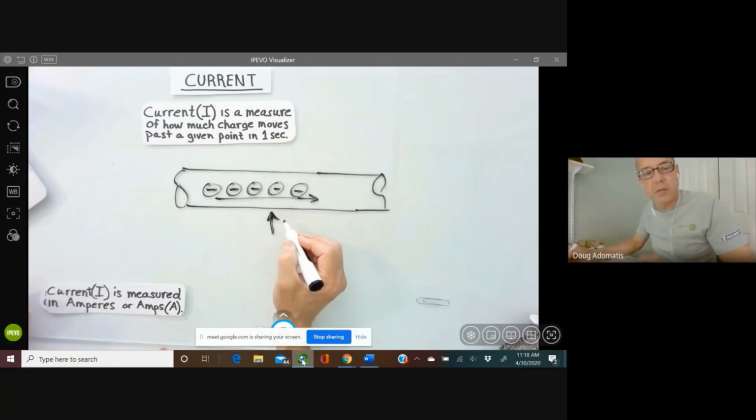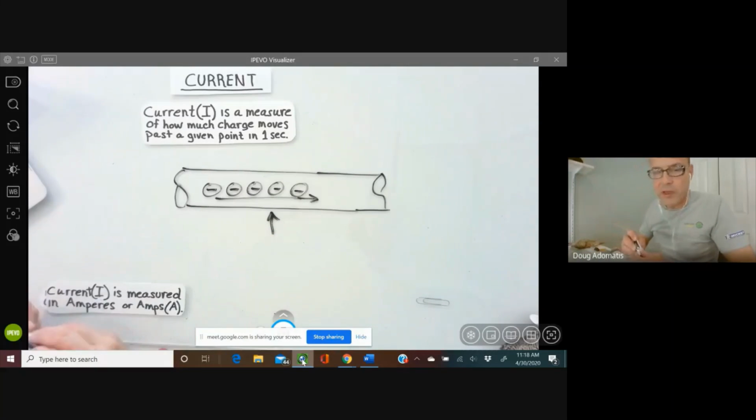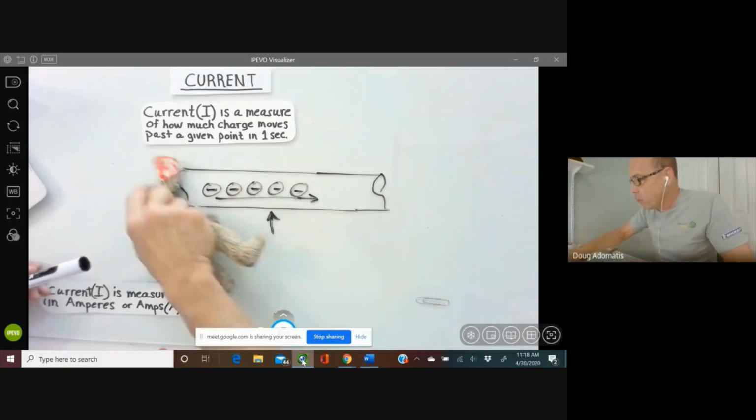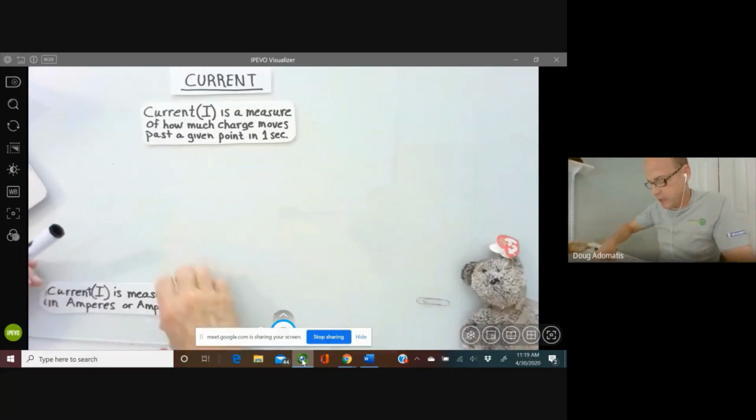pass this point in 1 second, we would be measuring current, because by counting electrons, there's an amount of charge associated with each electron. It is 1.6 times 10 to the minus 19 coulombs. We can actually count the number of coulombs that are going by that point in 1 second, right? So that's what current flow is. That's a visualization, is it?